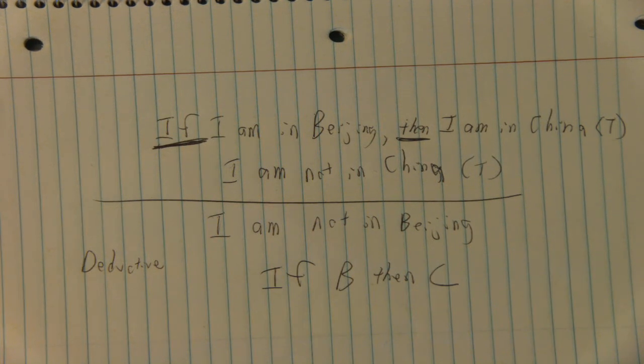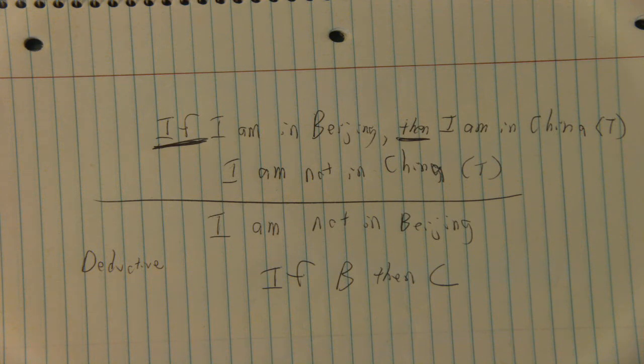That's how premise 1 is symbolized, but careful. Make sure to articulate what those stand for. What does B stand for? It doesn't stand for Beijing. It stands for I am in Beijing. Similarly, C doesn't stand for China. It stands for I am in China.